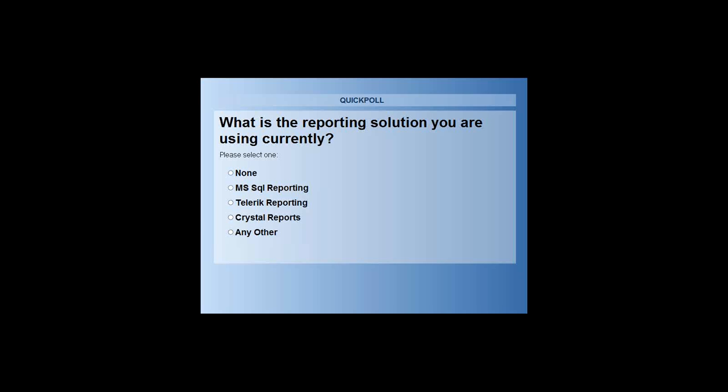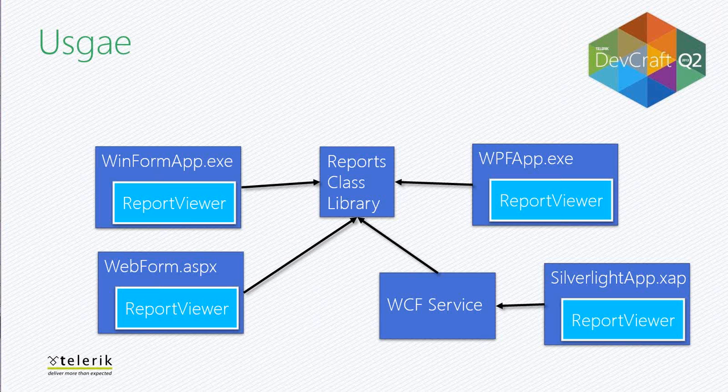I see 39% is saying MS SQL reporting, 21% is Crystal reporting, 17% is Telerik reporting, which is good to know, and then 9% none, and 14% you're saying other things. So that's good. That pretty much gives us a kind of ground as to what we should be talking about. So now let's get to the demo.